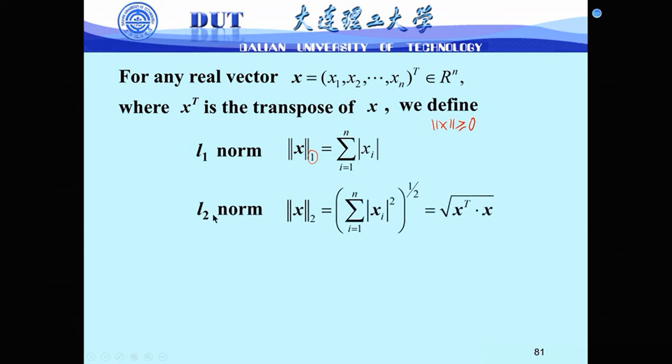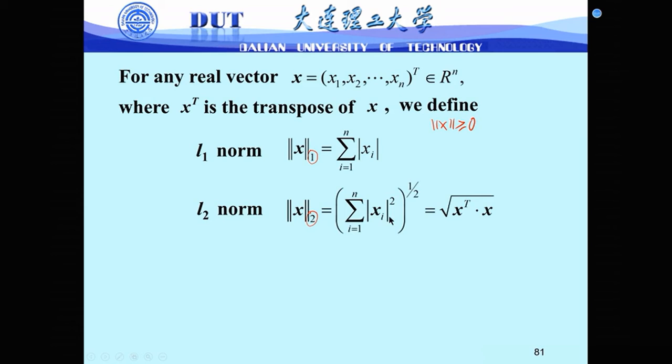Okay, the second norm. Okay, L2 norm. L2 norm, here I use 2 to represent this kind of norm. It's just the square root. Now you see, square root of the summation of xi absolute value squared. Actually, this is just the Euclid norm.